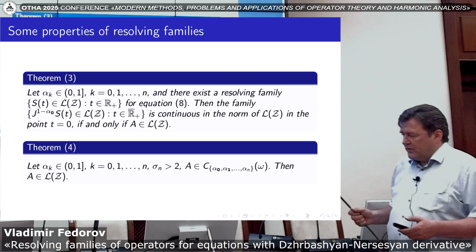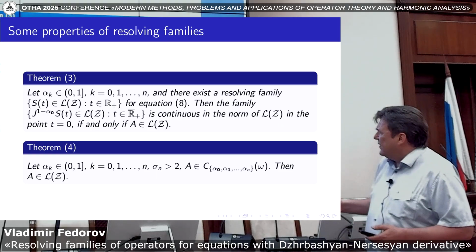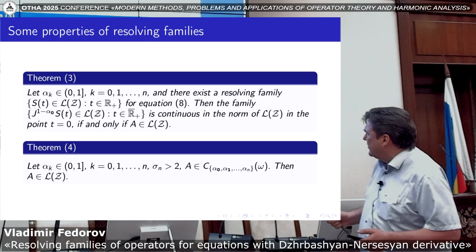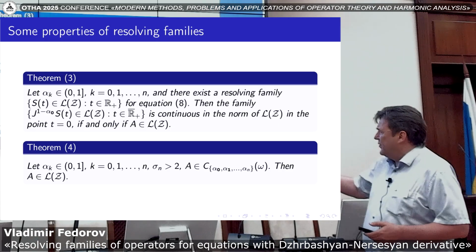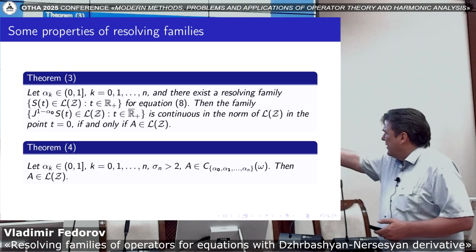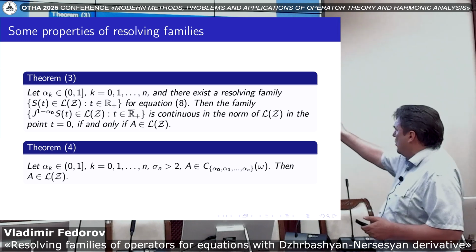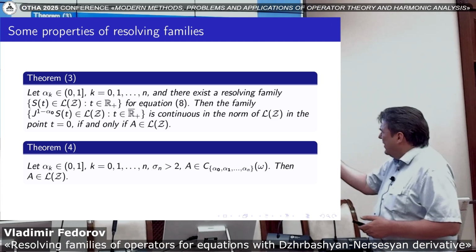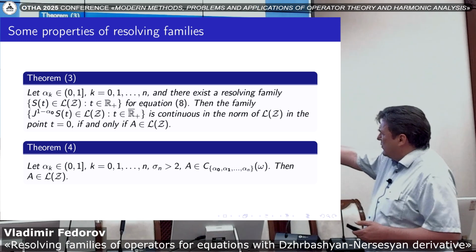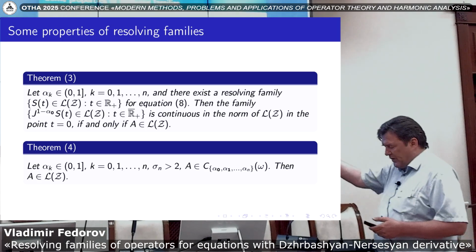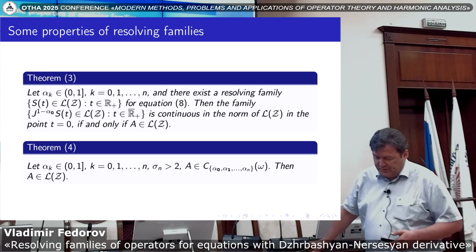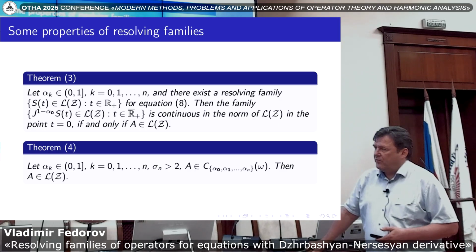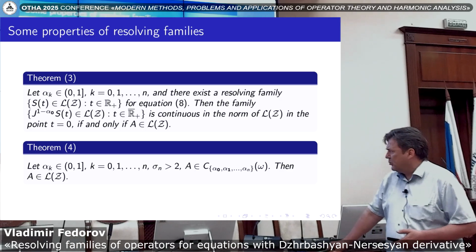Some properties of resolving families. If there exists a resolving family for equation 8, then this family is continuous in the operator norm at the point t equal to 0 if and only if operator A is bounded. This property is analogous to the property of semigroups of operators from the theory of semigroups.